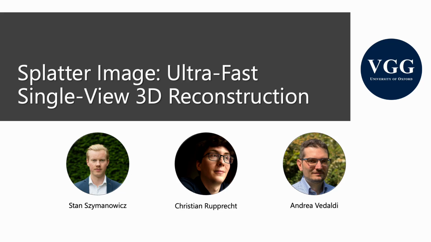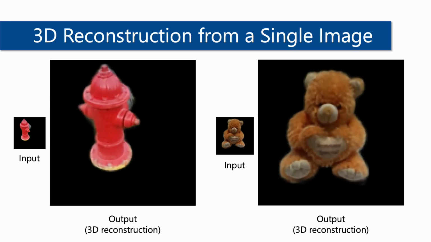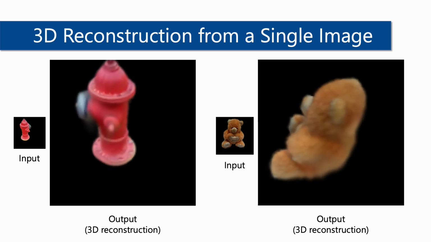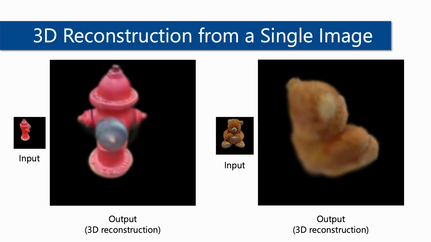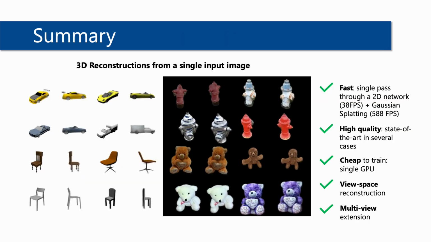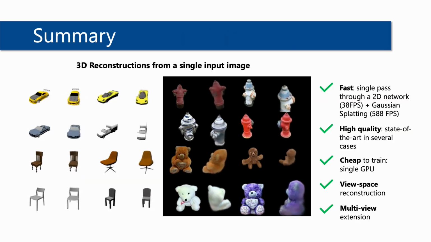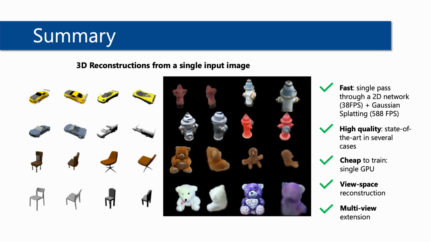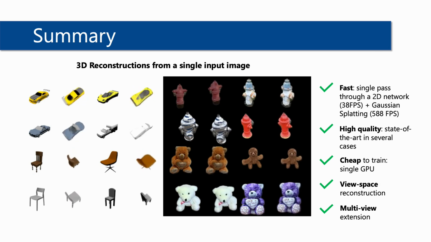We present the splatter image, a method for ultra-fast single-view 3D reconstruction. Splatter image outputs a 3D shape from just a single input image. Our method is very fast. The reconstruction is obtained from a single forward pass through a 2D network.